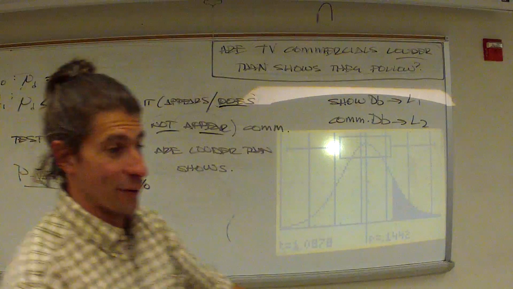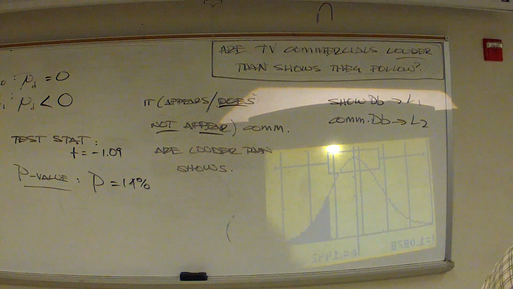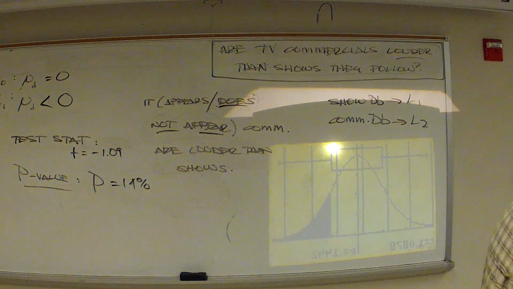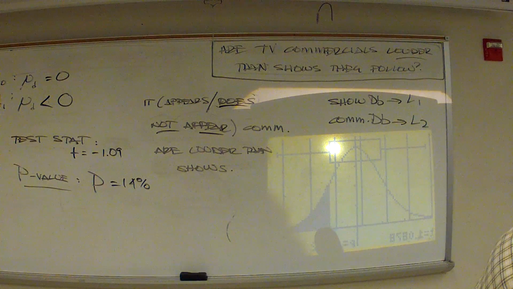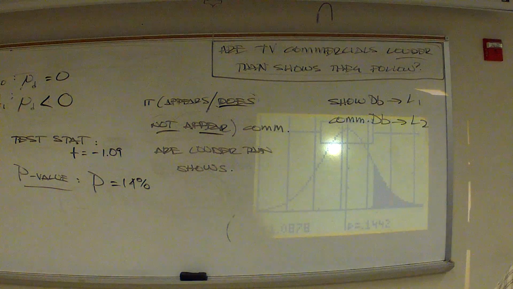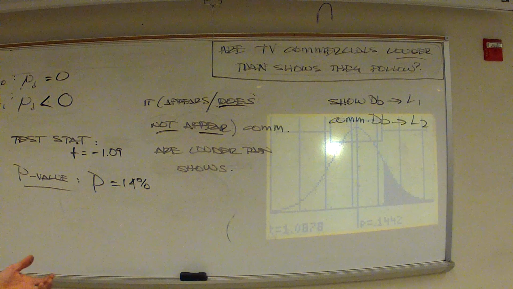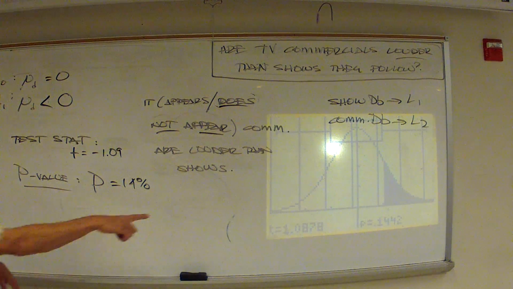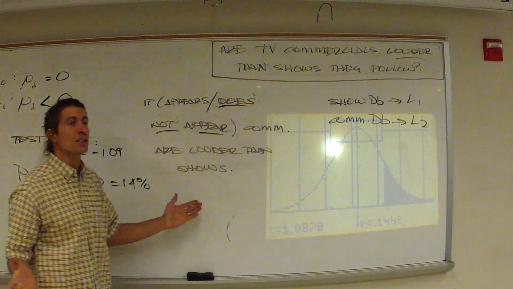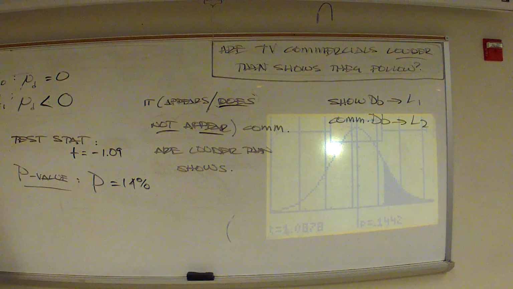This was our old graph with a negative 1.09 test statistic. Here's our new graph with a positive 1.09 test statistic. There's no difference. What's exactly the same? P-value. No difference whatsoever because it's the same level of significance. Whether you look at commercial minus show or show minus commercial, the relative magnitude of the numbers is exactly the same.